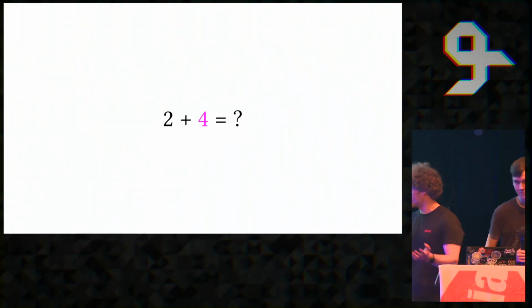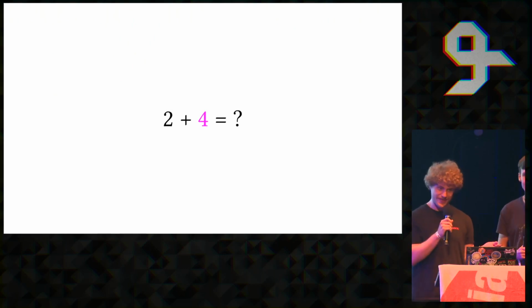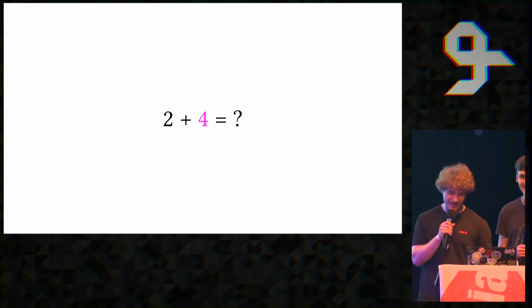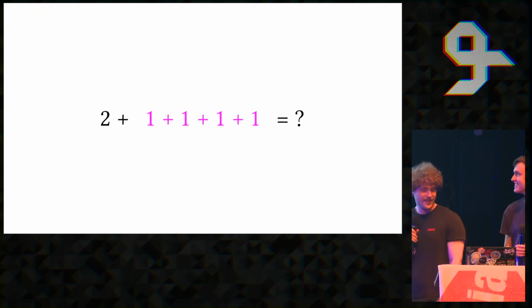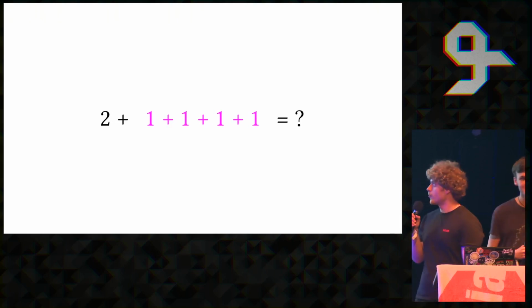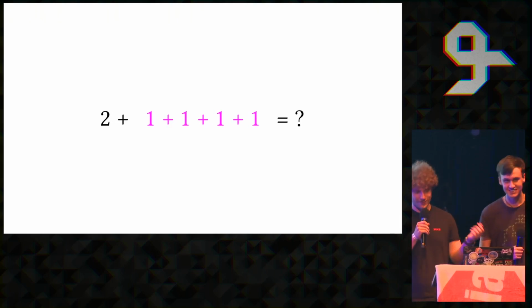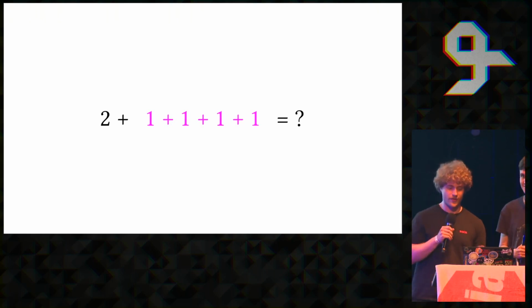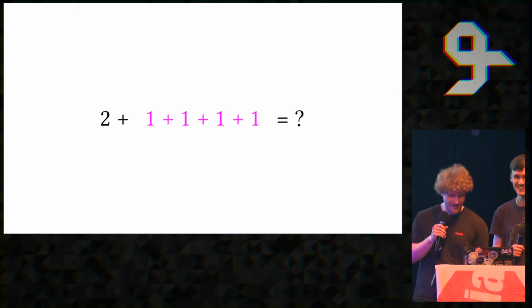So let's start out with a very simple computation, 2 plus 4. Does anyone here know the result to that? Well, I don't know, so let's make this problem easier. Instead of writing 2 plus 4, we write 2 plus 1 plus 1 plus 1, and then just increment the 2 all over again. But now we have numbers, and I don't know what numbers are.